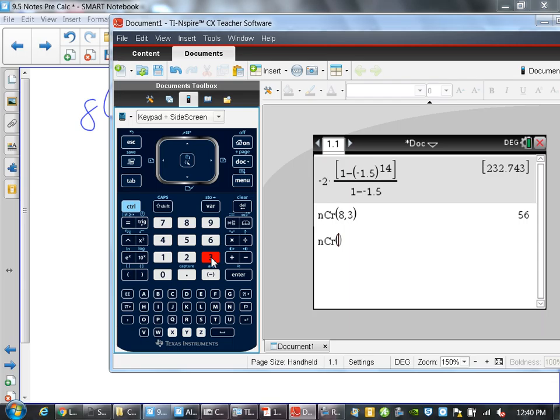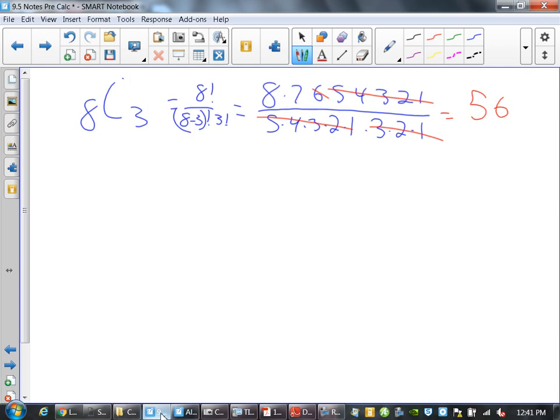So, like I said, the book will write it out a couple different ways. It'll write it out like this, or it'll say 8, 3 in parentheses, like that. It means the same thing. Okay? That's all. It means the exact same thing.